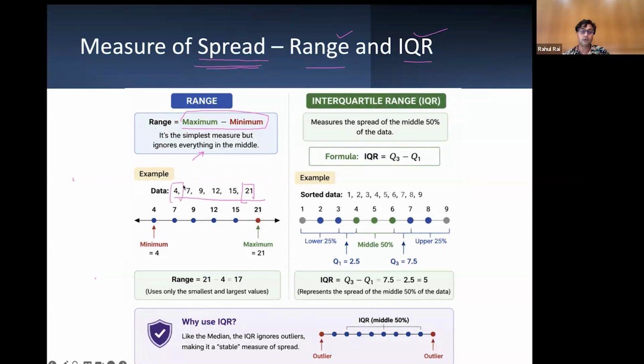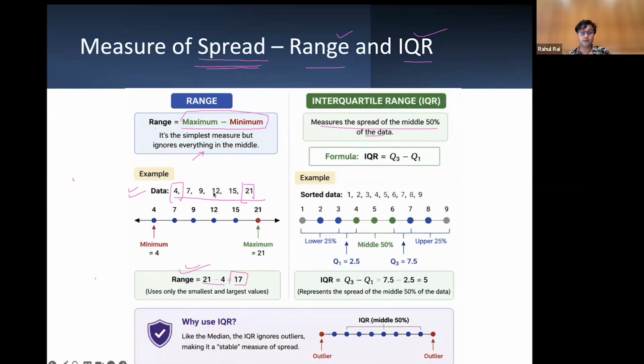So you subtract 4 from 21, right? And you get this value of 17. That will be defined as the range for this data set. Now, the second measure of spread is known as IQR in short, but it is the interquartile range. It essentially measures the spread of the middle 50% of the data points.